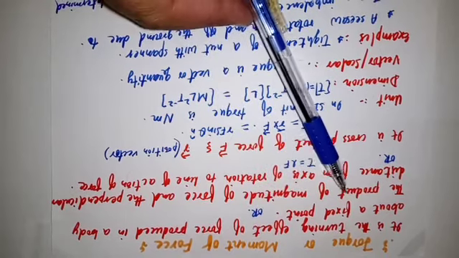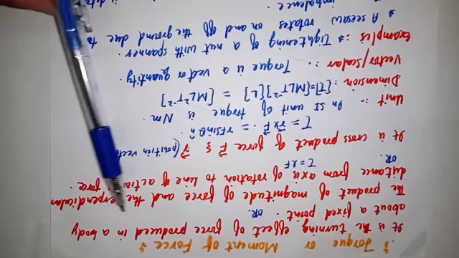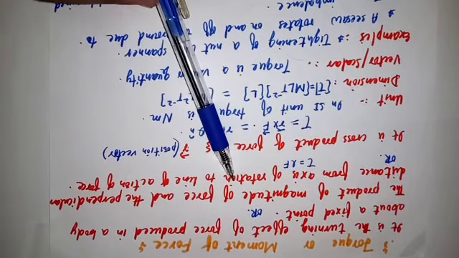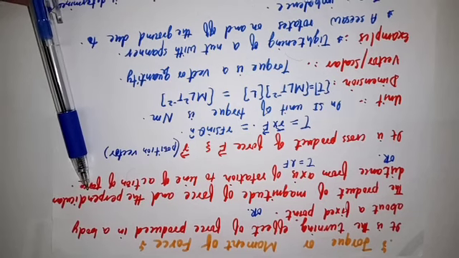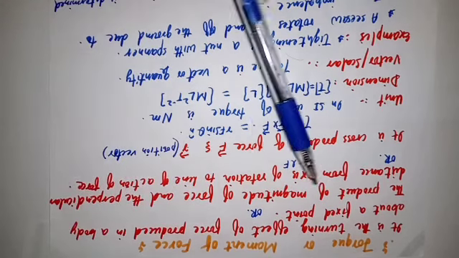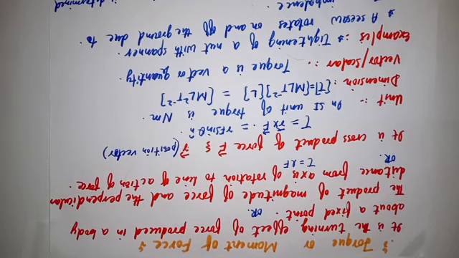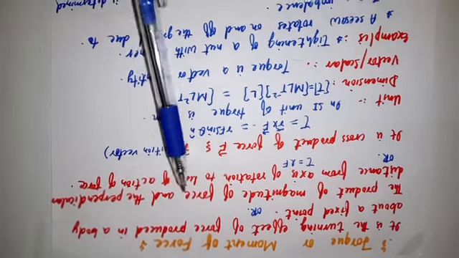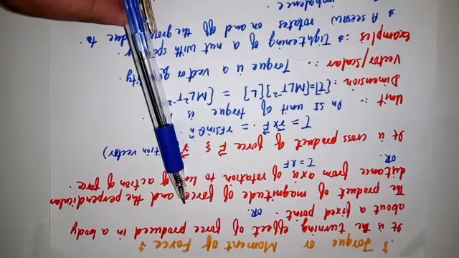Another definition is the product of magnitude of force and the perpendicular distance from axis of rotation to the line of action of force is called torque, and the perpendicular distance from axis of rotation to the line of action of force is called moment arm. So we shortly define it, the product of magnitude of force and moment arm.